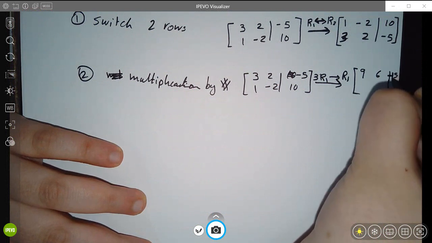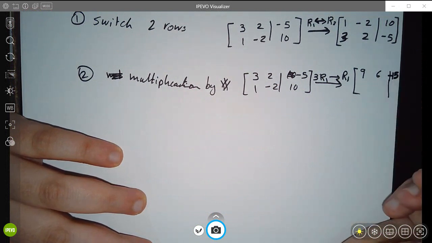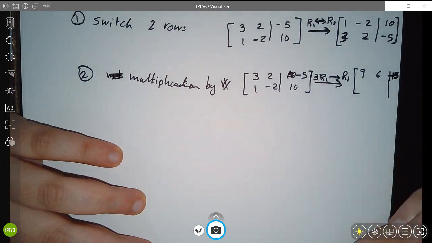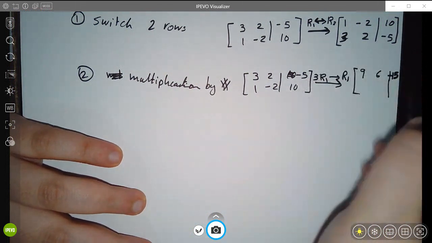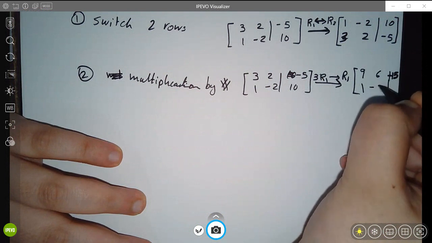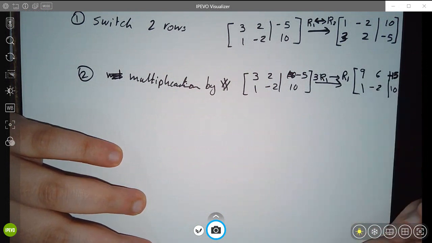That's supposed to be negative 15. Help us clear. Right? Now, the second row, I didn't touch it, so I could just do 1, -2, and the 10. All right?